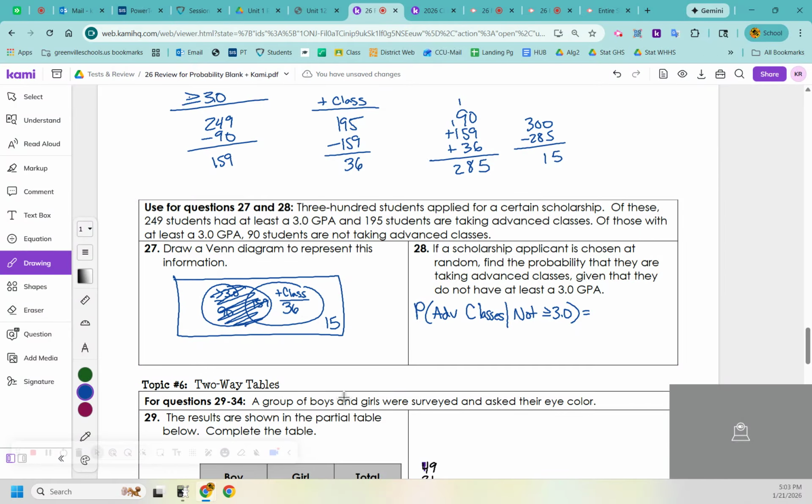these put together. So we're just talking about those 36 plus 15, which is 51. 51 students we're talking about. Out of those 51 students, how many are taking advanced classes? How many are in that circle? 36. So 36 out of 51, which is reduced to 12 out of 17.